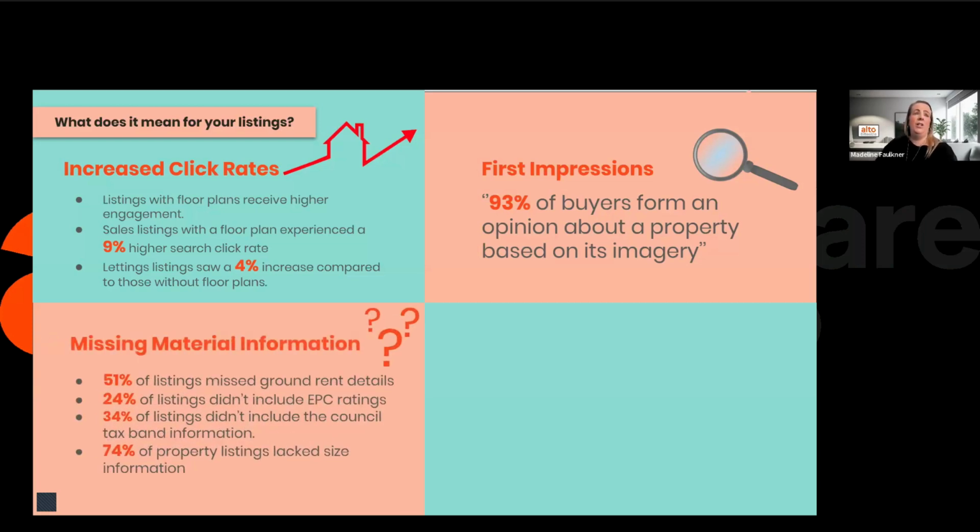Missing material information: 51% of listings missed ground rent material details. 24% of these didn't include EPC ratings. 34% of listings didn't include the council tax band information. And 74% of property listings lacked size information.